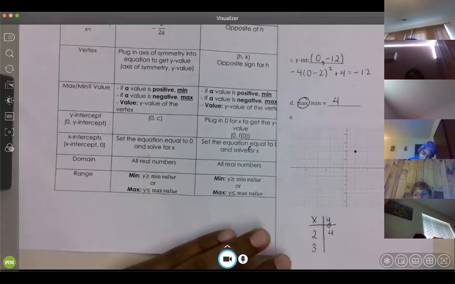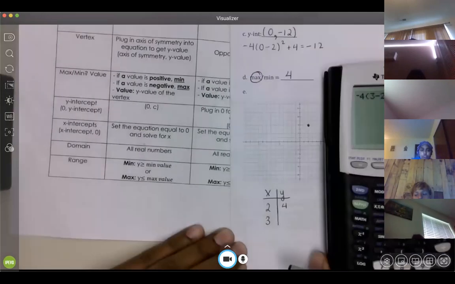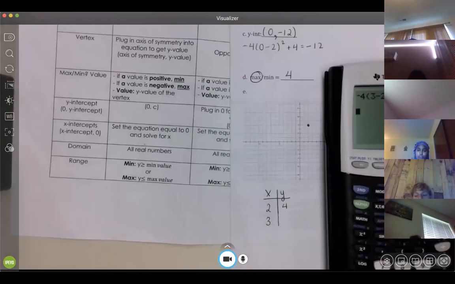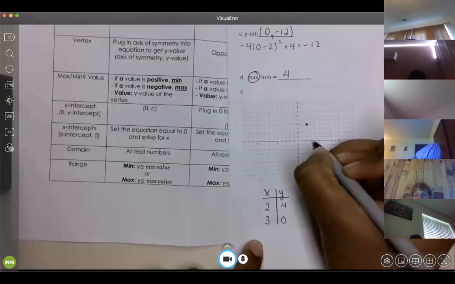So from here, you're going to plug that in. So it's -4 parentheses 3 minus 2 squared plus 4. Let me show that to you right there. And that's going to give you 0. So 3, 0 is your next point.